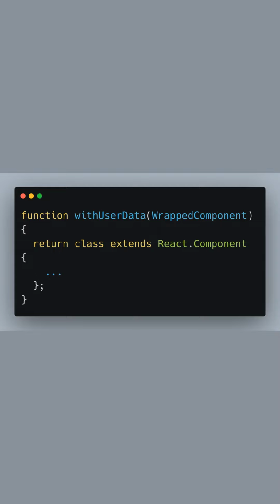Welcome to our tutorial on higher order components, or HOCs, in React. Right now, we are looking at a function called WithUserData. This is our HOC that's designed to abstract the fetching and passing of user data logic. It's a function that returns a new class component. Now let's unveil what's inside.